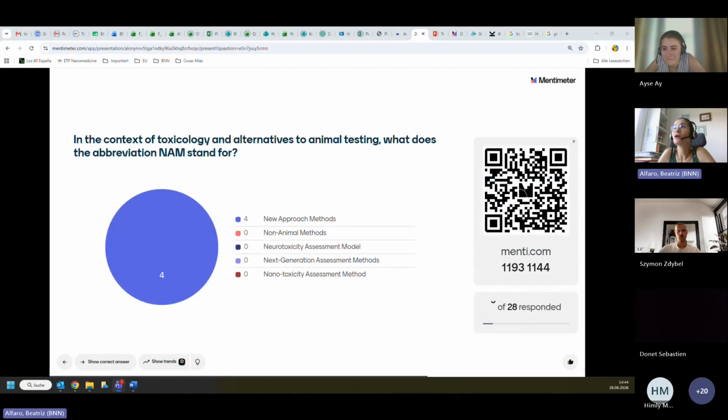In the context of toxicology and alternatives to animal testing, what does the abbreviation NAM stand for? New approach methods, non-animal methods, neurotoxicity assessment model, next generation assessment methods, or nanotoxicity assessment method? There can also be more than one single answer.